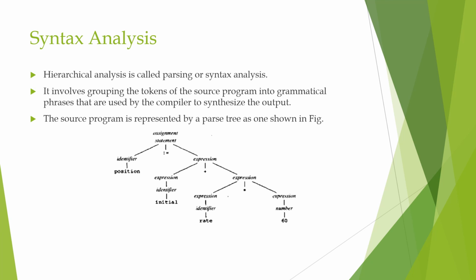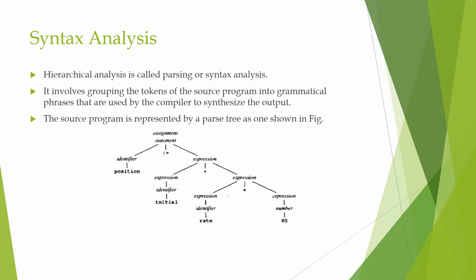So here it starts in the lexical analysis phase. What it does is separate everything into tokens. That is, position is considered as the identifier, that is one token. Then star, that is the symbol. Then comes the plus, that is the symbol. So everything is converted into tokens. So here it involves grouping the tokens of the source program into grammatical phrases that are used by the compiler to synthesize the output.